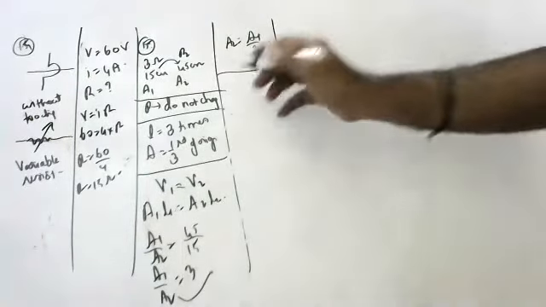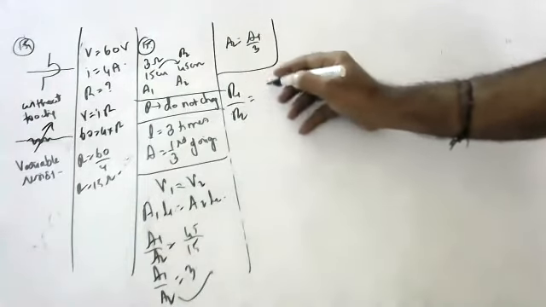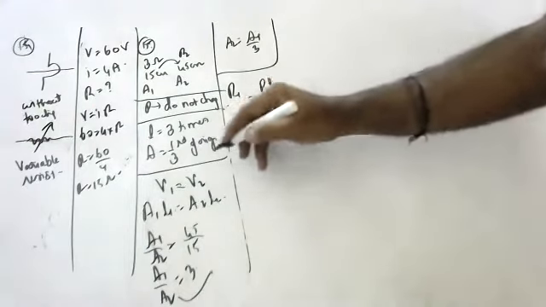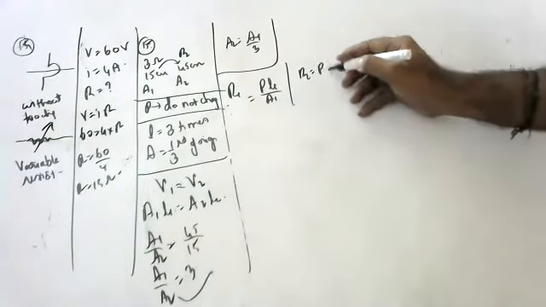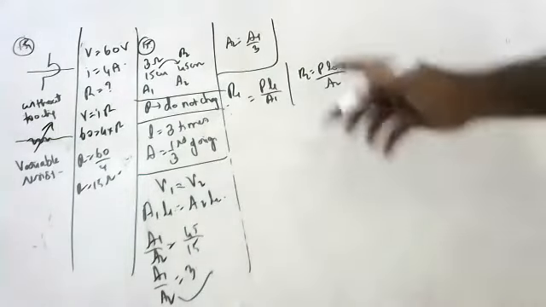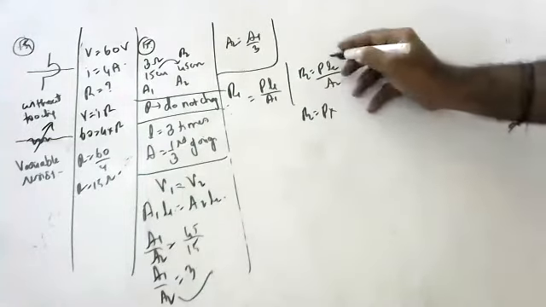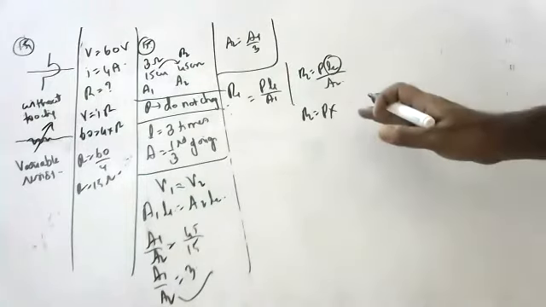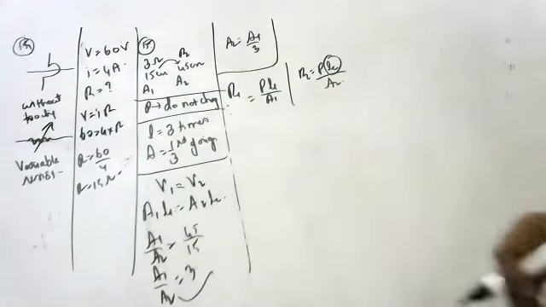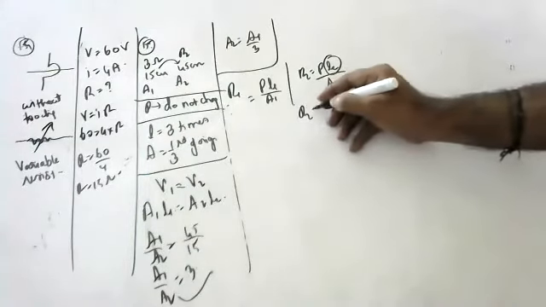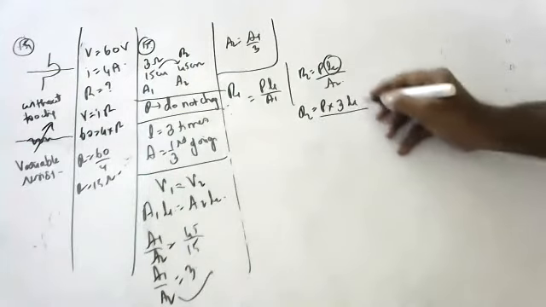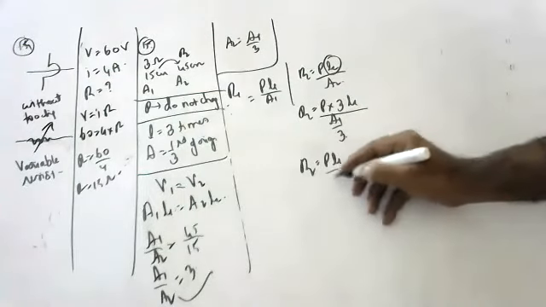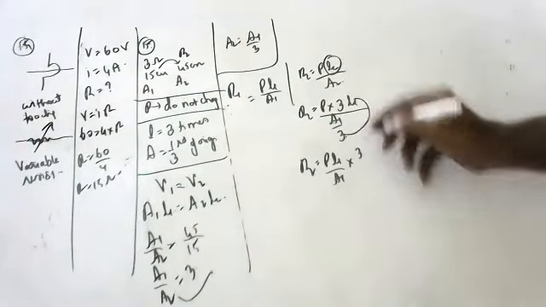Now, R1 is equal to rho L1 by A1 for the first one, and R2 is equal to rho L2 by A2. Okay, children? Now, what is L2, children? L2 is 3 times L1. So R2 is equal to rho into 3 L1, and A2 is A1 by 3. So R2 is equal to rho L1 by A1 into 3, and this 3 also goes up into 3.